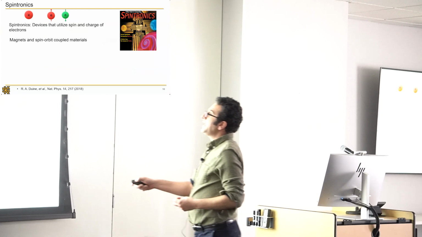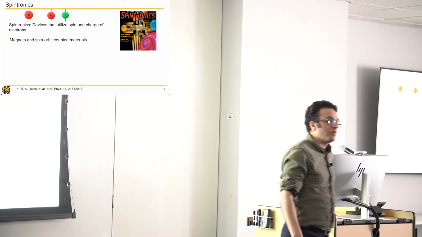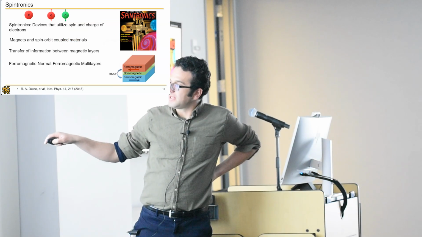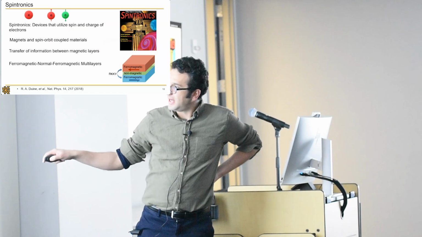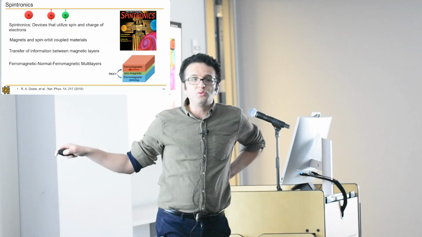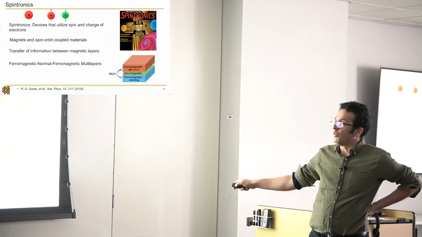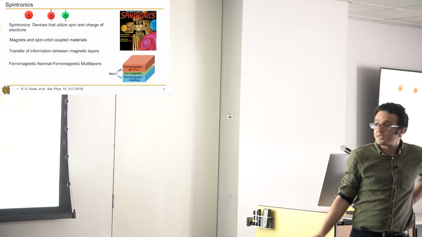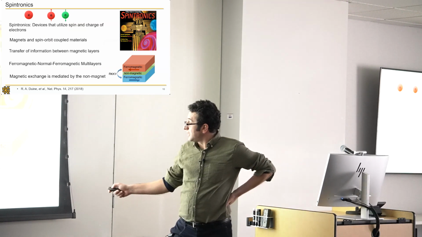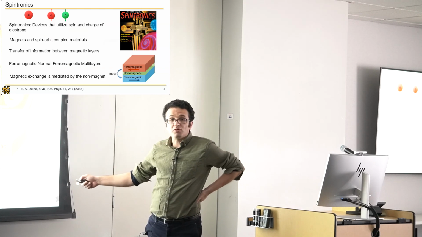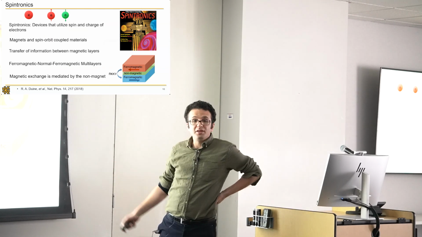As soon as we talk about spin, magnets and the spin-orbit coupled materials are things that come to mind immediately. As an example that I'm going to give today is the transfer of information between magnetic layers. If you have a ferromagnet separated by a non-magnetic material, usually a metal, and another ferromagnet, you can make these two magnets communicate with each other through an interaction that is called the RKKY interaction. Okay, and this will be the focus of the next part. This magnetic exchange is mediated, just for me to clarify, through the electrons of the non-magnetic material that's in between the two ferromagnets.